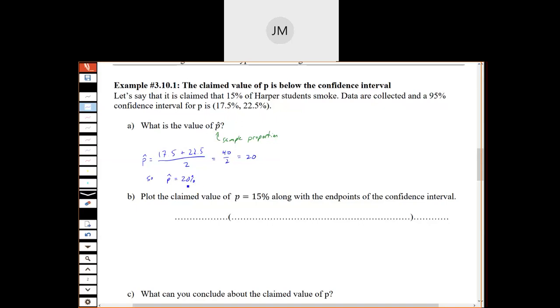Now I want to be careful not to lose my percentages, because really p hat is a number that's smaller than 1. It's 0.2. As a percent, it's 20%. So I can work with percentages as long as I'm not multiplying, and that's fine as long as I don't lose my percent. Alternatively, you could have converted these to decimals first. I could have had 0.175 and 0.225, averaged those together and got 0.20. And I could say p hat is 0.20, and that works fine too.